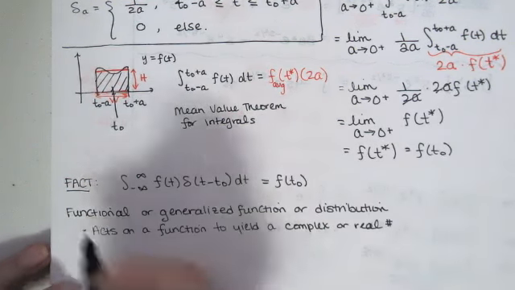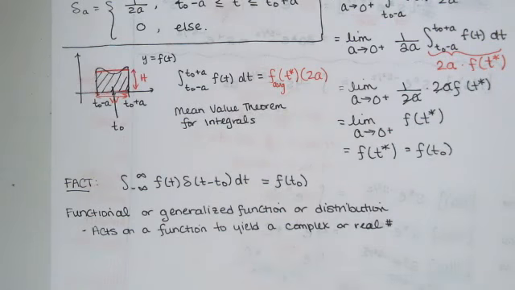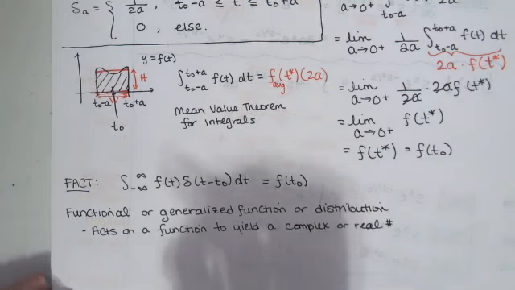Now, it's been a little while since I've looked at this material myself, so please correct me if I'm wrong. It's been a few years since I added this piece about functionals and generalized functions and distributions to my notes over Dirac delta. Okay, so what do we know about Dirac delta so far?